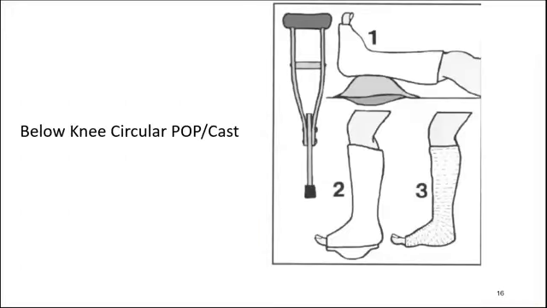Here, moving to the lower limb, we have the below knee POP. Of course, we have an elbow axillary crutch there. Here, what you need to note is the boundaries and the position of the ankle joint. Obviously, number one emphasizes the elevation principle.